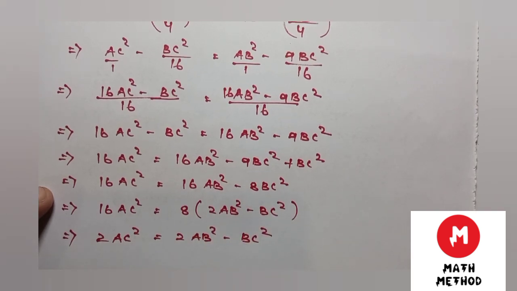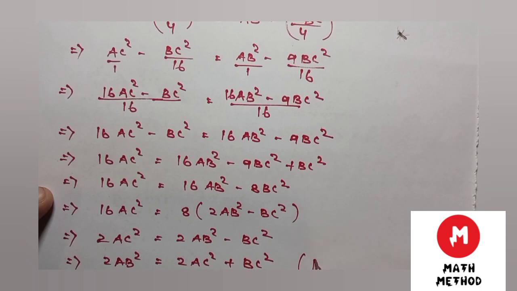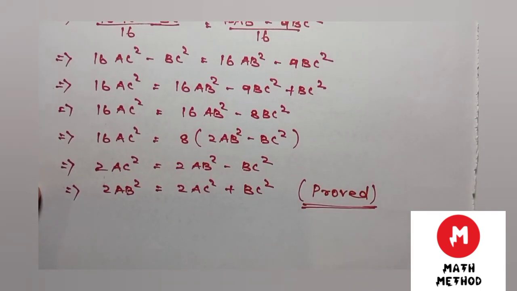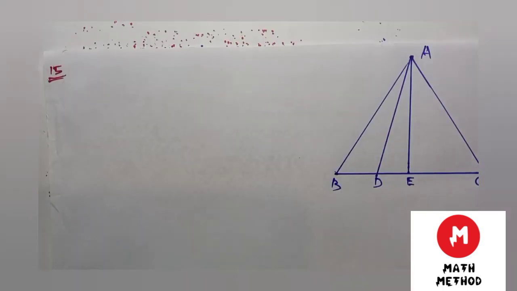We have to prove 2AB square. Transposing minus BC square, we get 2AB square is equal to 2AC square plus BC square. The question asks us to prove this, so we have got it. Now we will write as proved. Clear? Now question number 15.